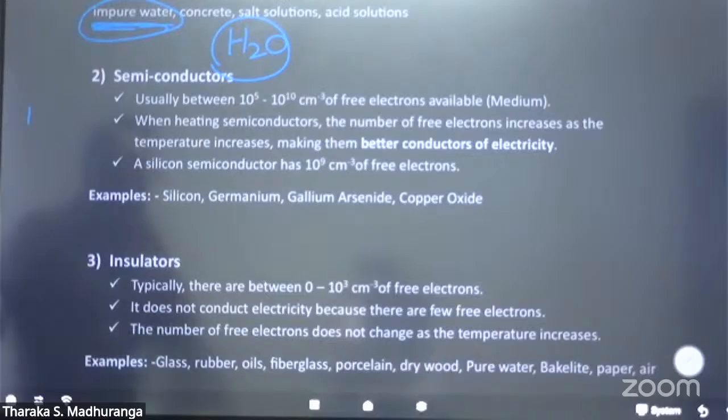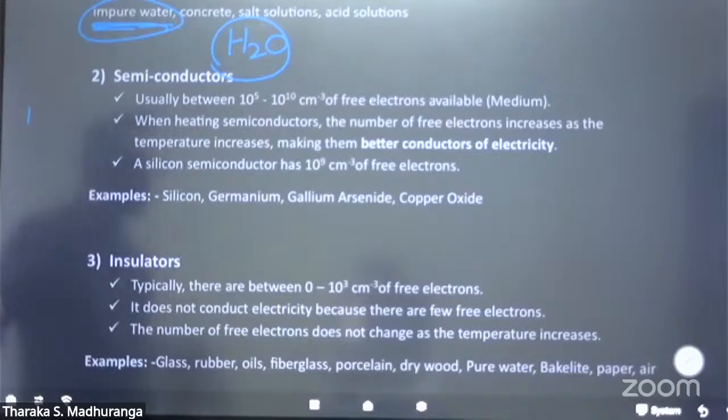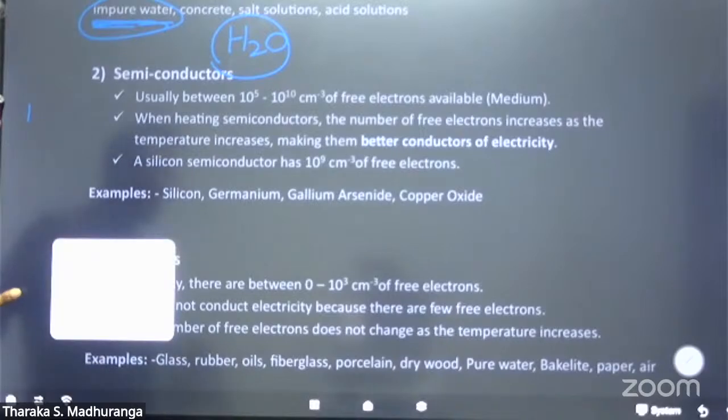Silicon and germanium are fourth group elements. Copper oxide and gallium arsenide are also examples of semiconductors.